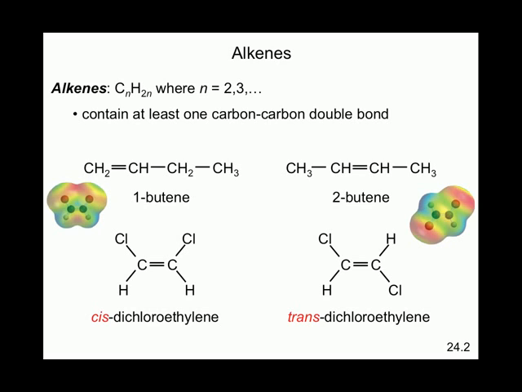So we have cis-dichloroethylene and trans-dichloroethylene. And these compounds would have slightly different physical properties. Notice that the trans is much more symmetrical than the cis, and the molecules would line up much better.